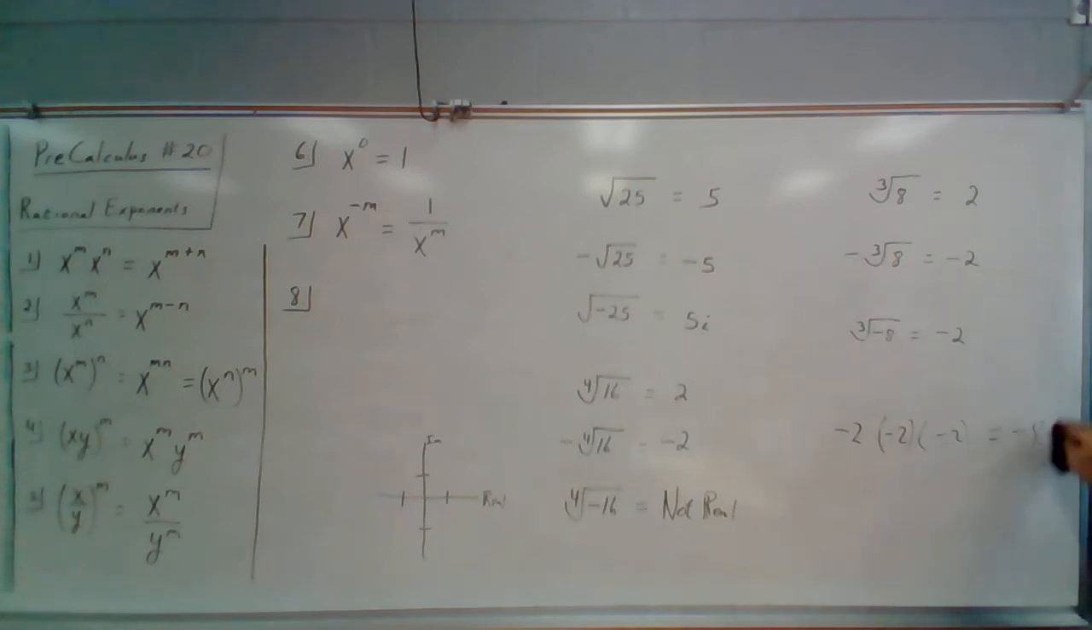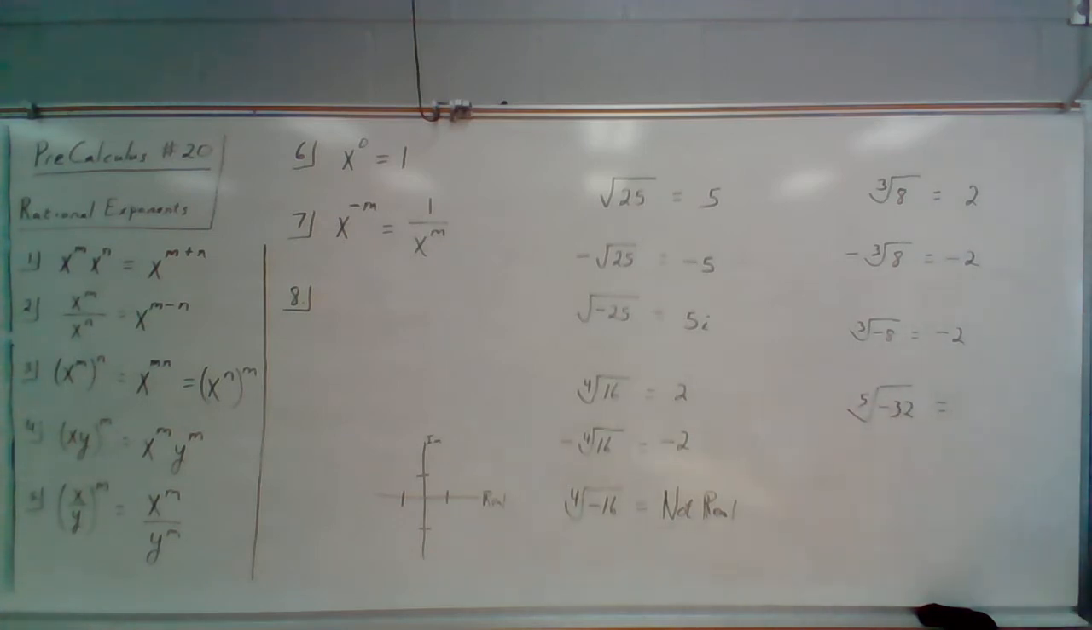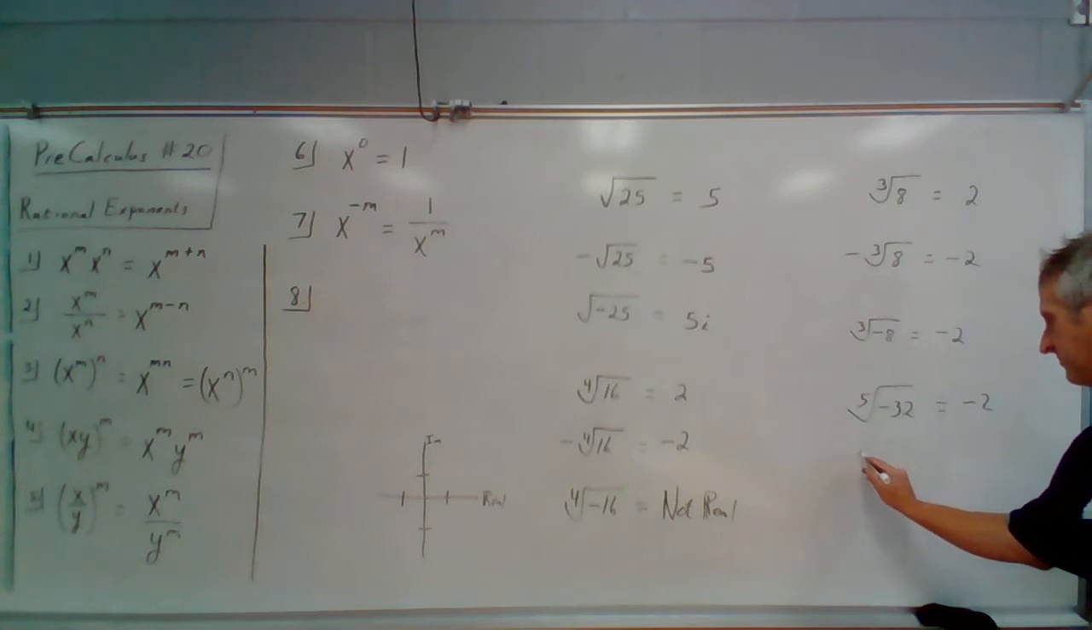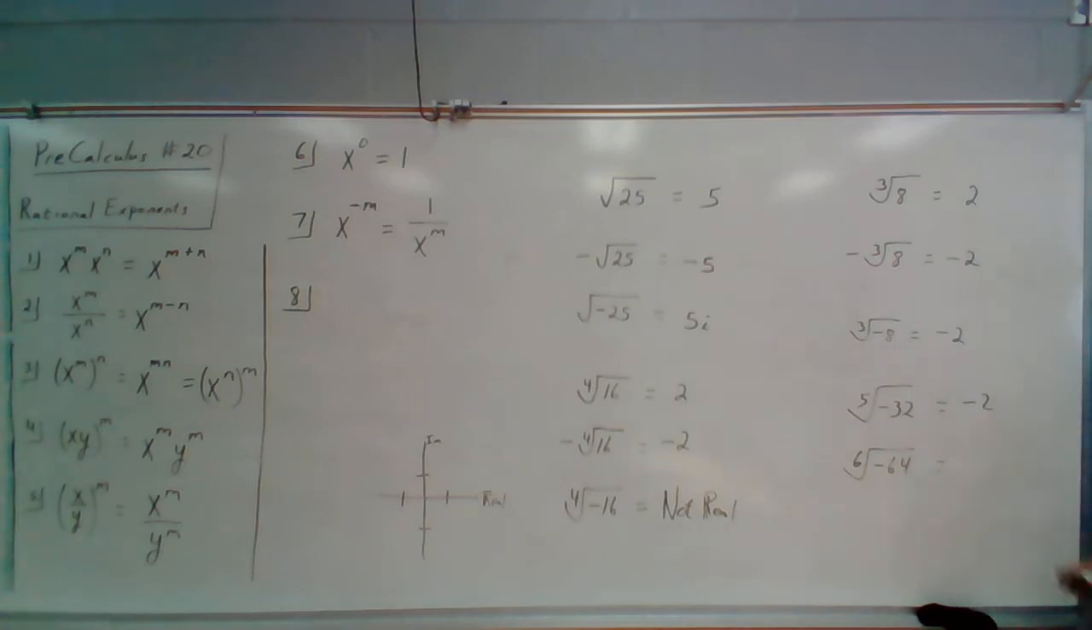Okay, for example, the fifth root of negative 32 would be negative 2, because negative 2 to the fifth, that's an odd exponent. So if I did negative 2 to the fifth, I would get negative 32. That works. However, the sixth root of negative 64 is not negative 2. That's not real, because this time I have an even exponent.